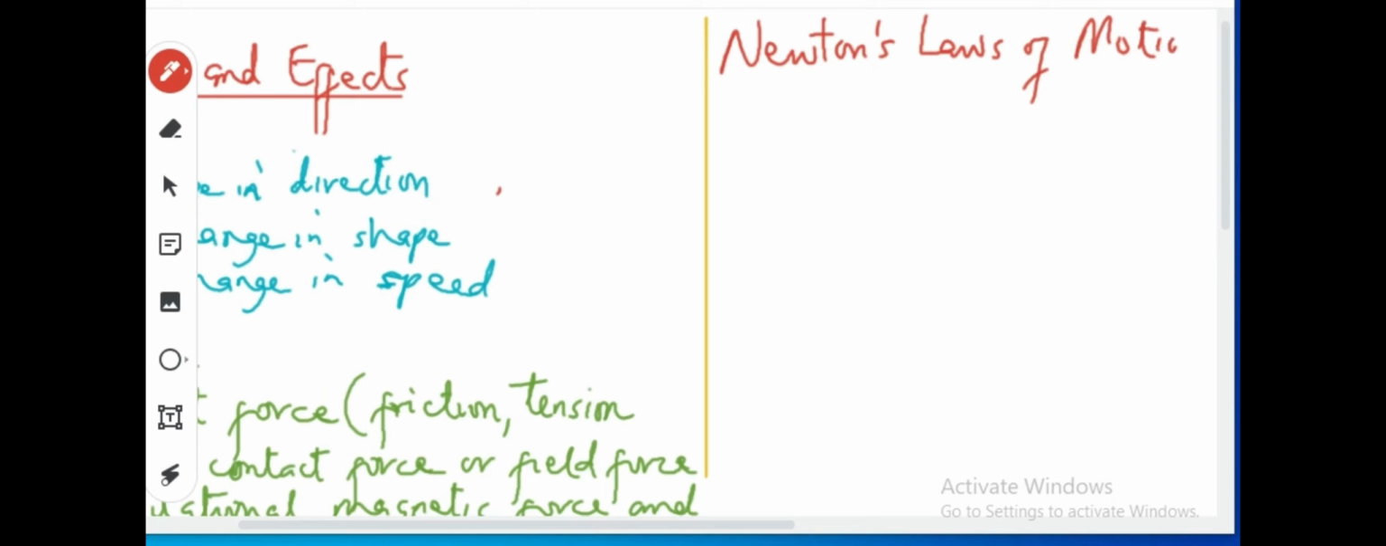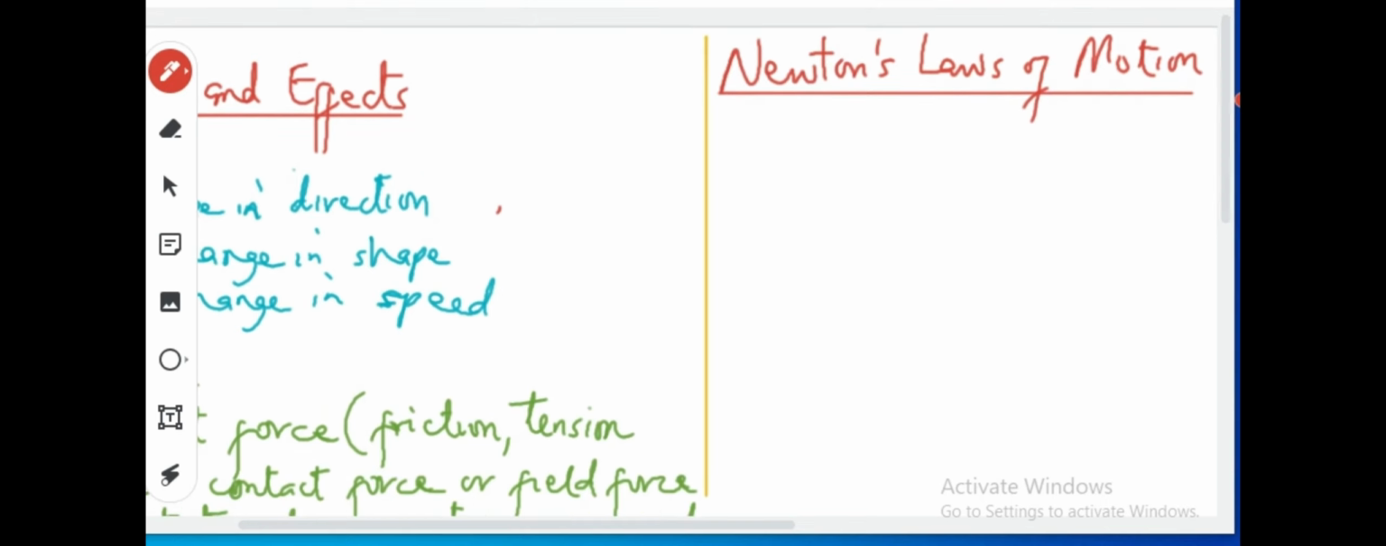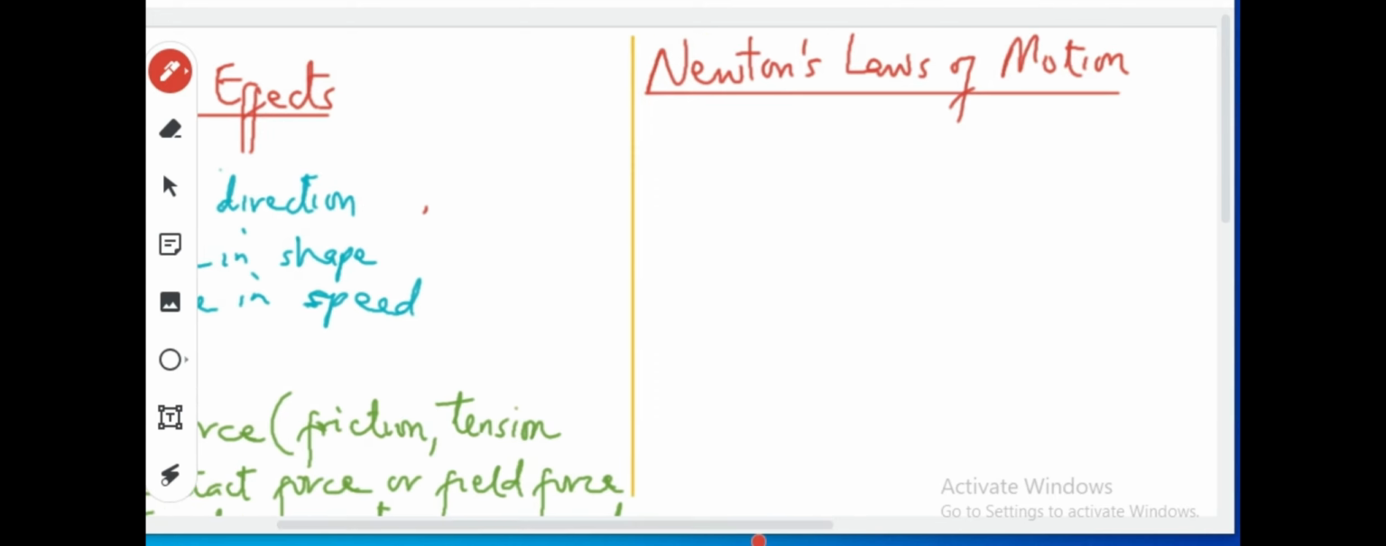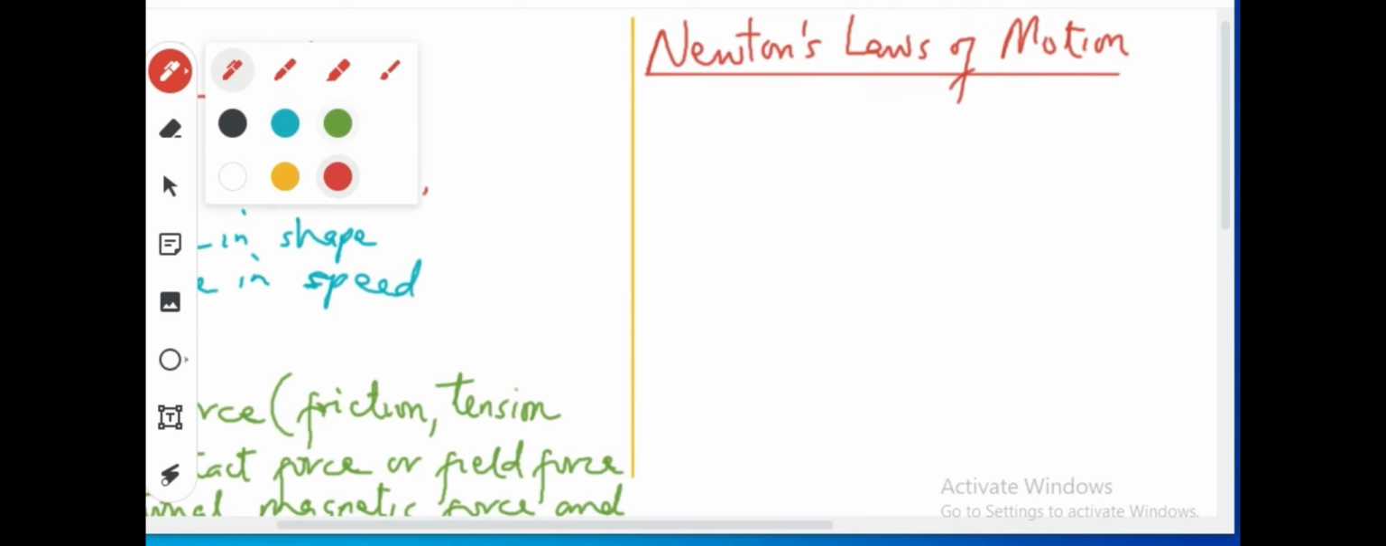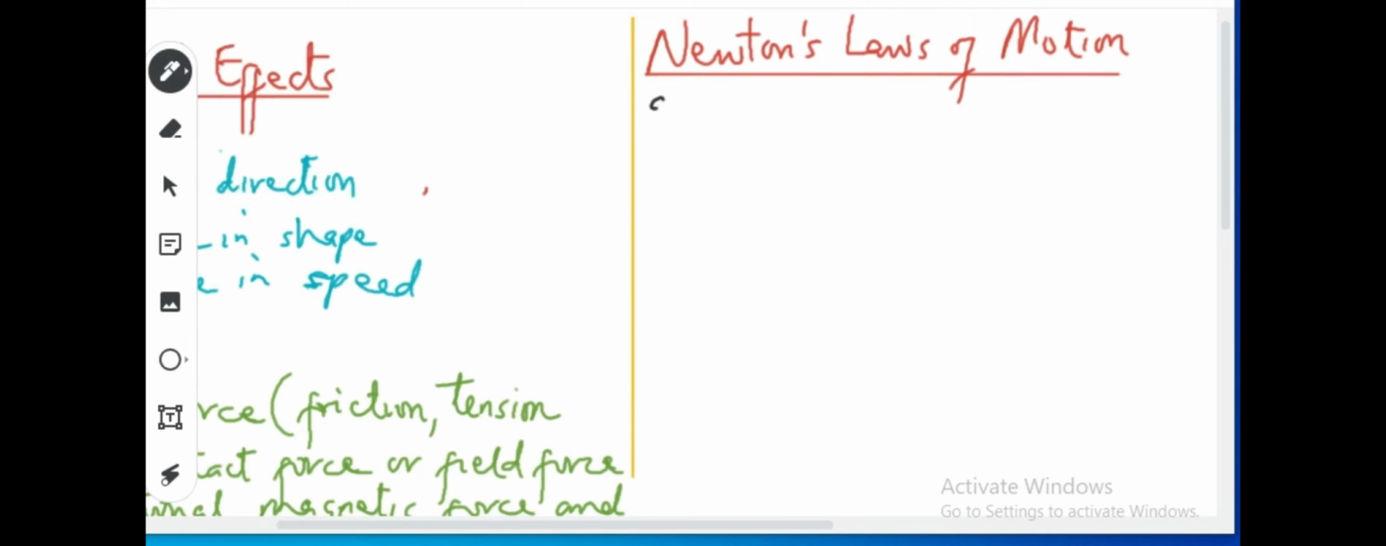These laws can be valid at certain levels and under certain conditions, but especially at the micro level they may not be that valid, but that's beyond your scope until you get to particle physics at A levels. Some of these laws are no longer that valid at that point. So the first law is about inertia.